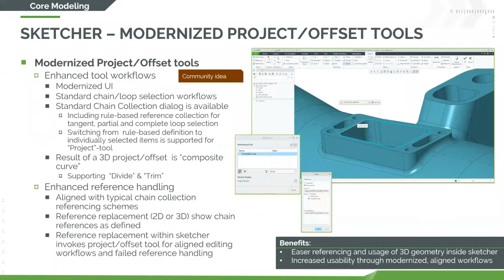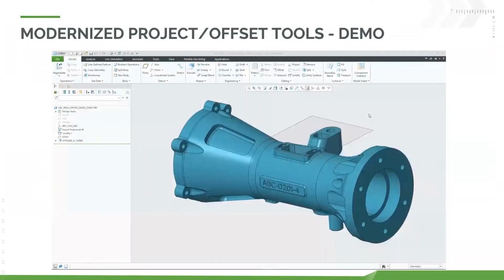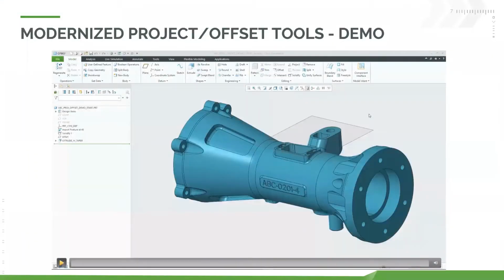Like I mentioned, they've modernized the project and offset tools and modernized the user interface for using them. Like mentioned before, you have the standard chain and the loop selection workflows. I have an example that I want to show here very quickly.